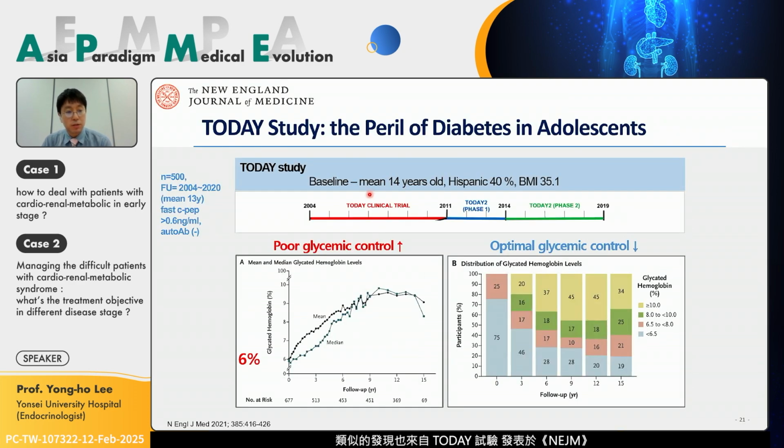Similar evidence was found from the Today study published in NEJM. You can see today's study is focusing on diabetes who were diagnosed in the age of adolescent. And you can see these are people who are diagnosed under 20 years. And you can see the HbA1c patterns shown here. Their HbA1c is going really fast, up to like 10% after 10 years. So they are really poor at glycemic control.